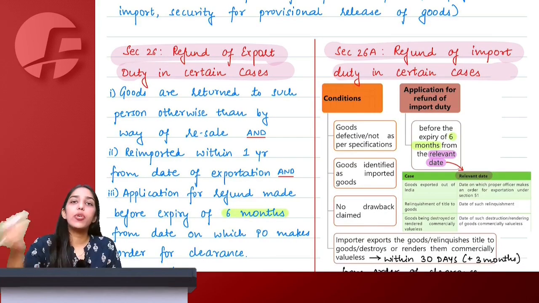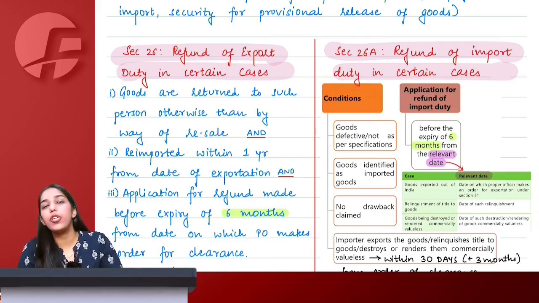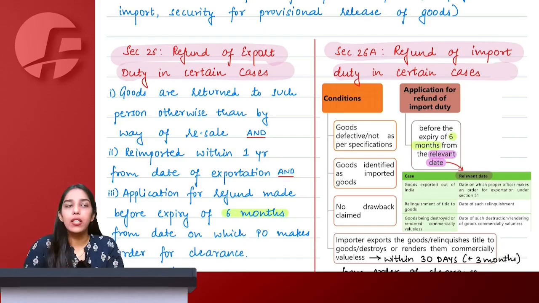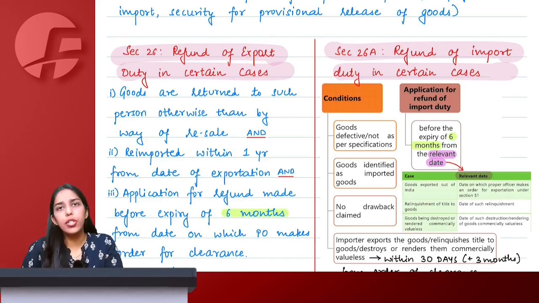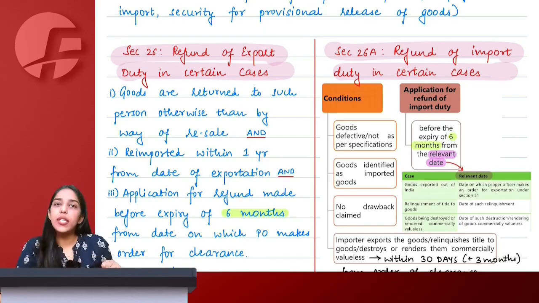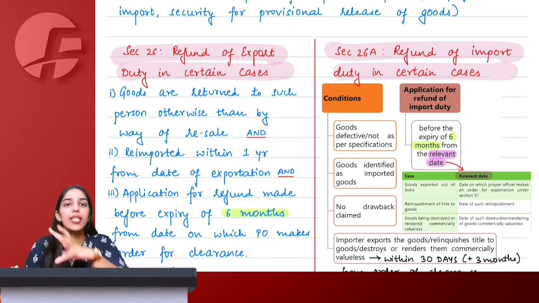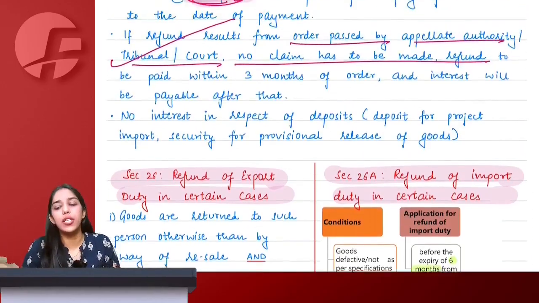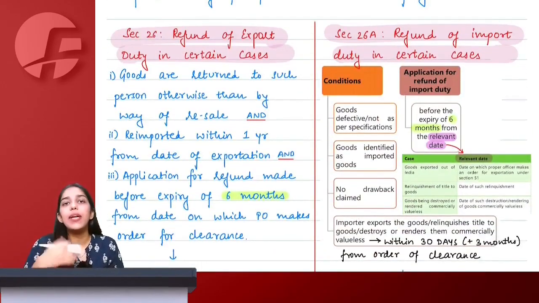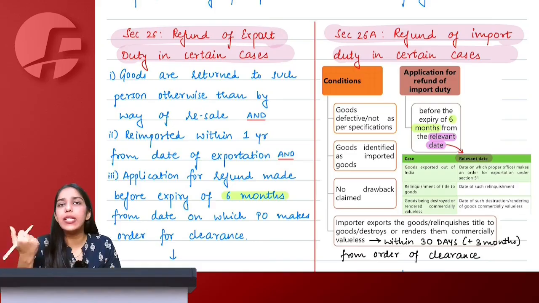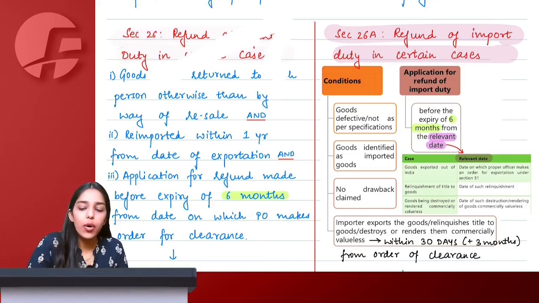Now, refund of export duty in certain cases, refund of import duty in certain cases. Let's say I exported something and I paid export duty. Now it is returned back. Then I should be getting my export duty back. Let's say I imported something and now I am sending it back. So means I purchased something and I'm doing a purchase return. So while importing, I paid import duty. Now I'm sending these goods back. Then I should obviously be getting refund of my import duty. This is what this case says.